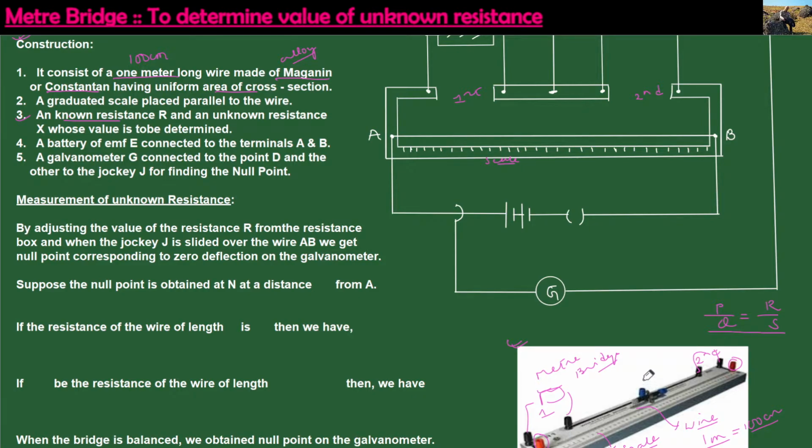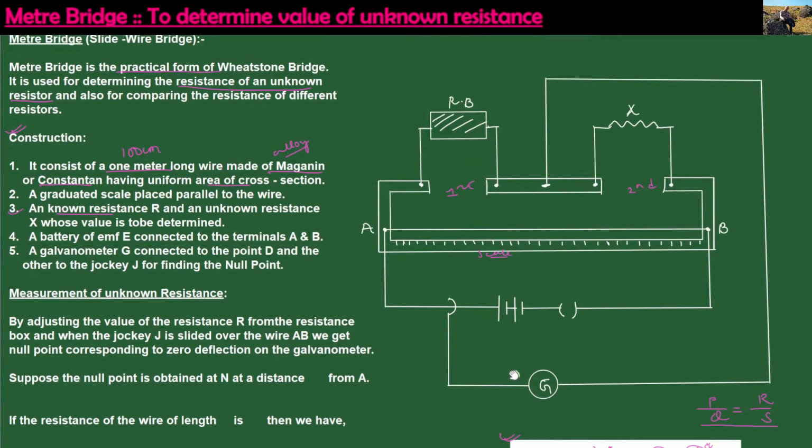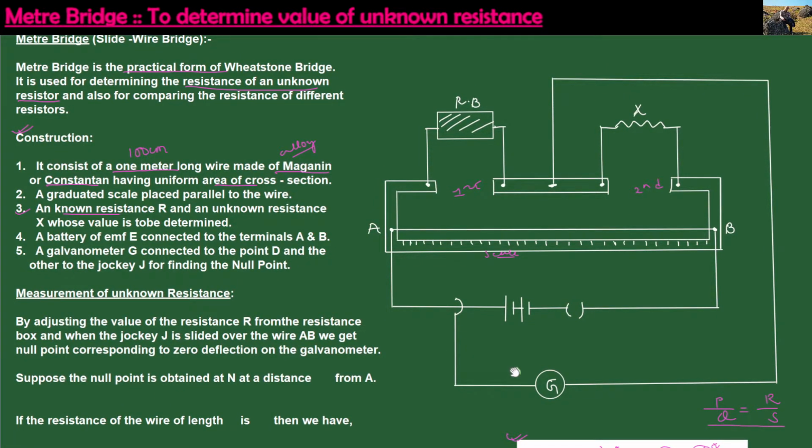From this junction we can connect across a galvanometer. That is the way we will do the connections. So when we have this meter bridge, we use it to measure the value of the unknown resistance.